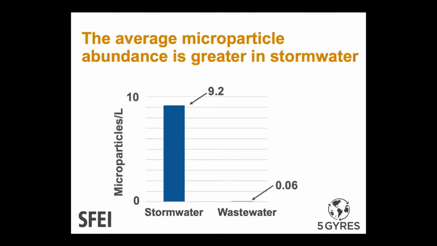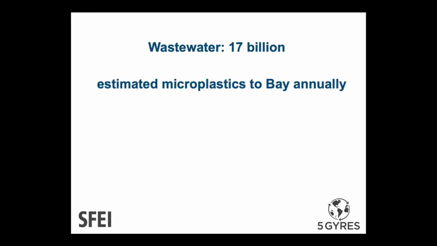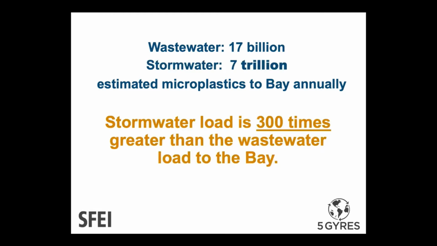When we compare the average concentration of microparticles in stormwater and wastewater, you can see that it's much greater in stormwater. And in fact, when we extrapolate our data to all of the wastewater going into the bay from the entire region, we estimate that there's 17 billion microplastic pieces to the bay annually, 17 billion. When we extrapolate our stormwater data, we estimate 7 trillion. So we're talking stormwater's 300 times the load of wastewater.